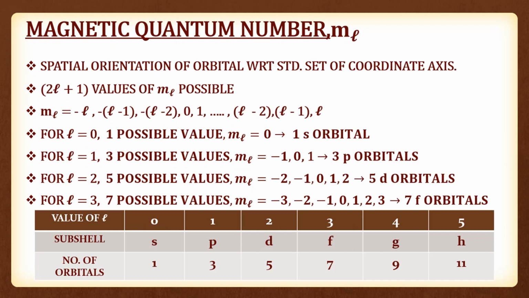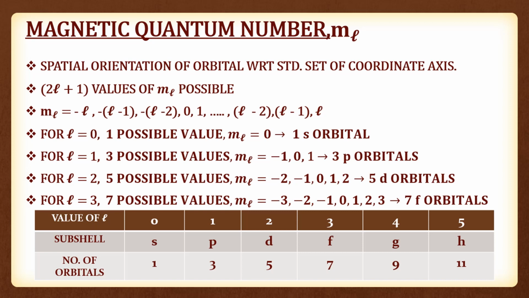The next quantum number is the magnetic quantum number denoted by ML. The magnetic quantum number gives information about the spatial orientation of orbitals with respect to the standard set of the coordinate axis. Any subshell defined by an L value will have 2L plus 1 values of ML possible. So it implies that ML values range from minus L to plus L. So minus L, minus of L minus 1, minus of L minus 2, up to 0. Then 1, 2 and up to L minus 2, L minus 1 and L.